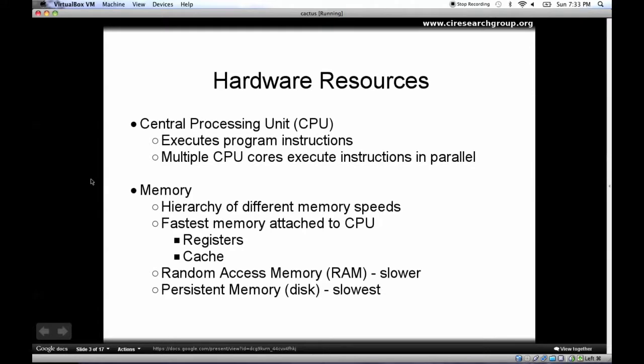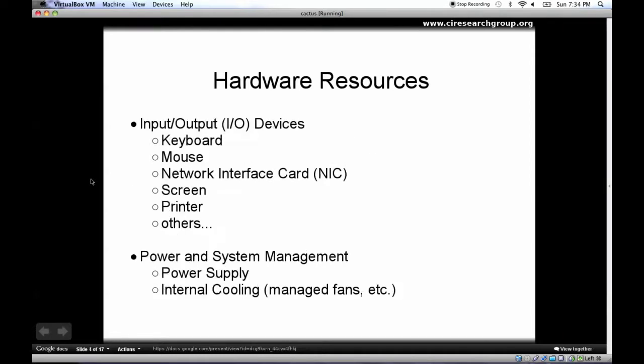Now, these hardware resources that need to be managed include the CPU, the hierarchy of memory, all the input-output devices on the system, and to some degree, the power and system management features of the system. Many of these features are handled directly by the hardware, but the operating system is involved, particularly in energy conservation.